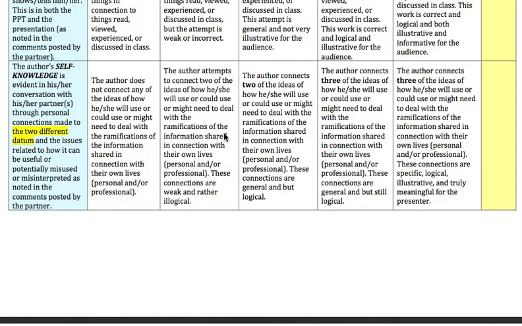So, the two different datum. The author connects three of the ideas how he or she will or could or might use to deal with ramifications of the negative information. Connections are logical. So really what you want, think of it this way. You could have a single slide called self-knowledge, and you've got one positive thing and then two or three that correlate directly to the negative.